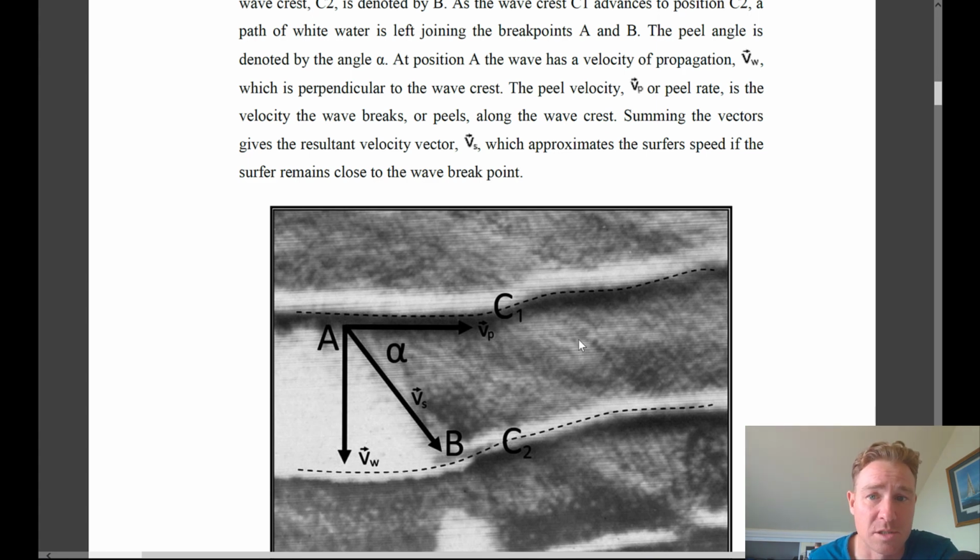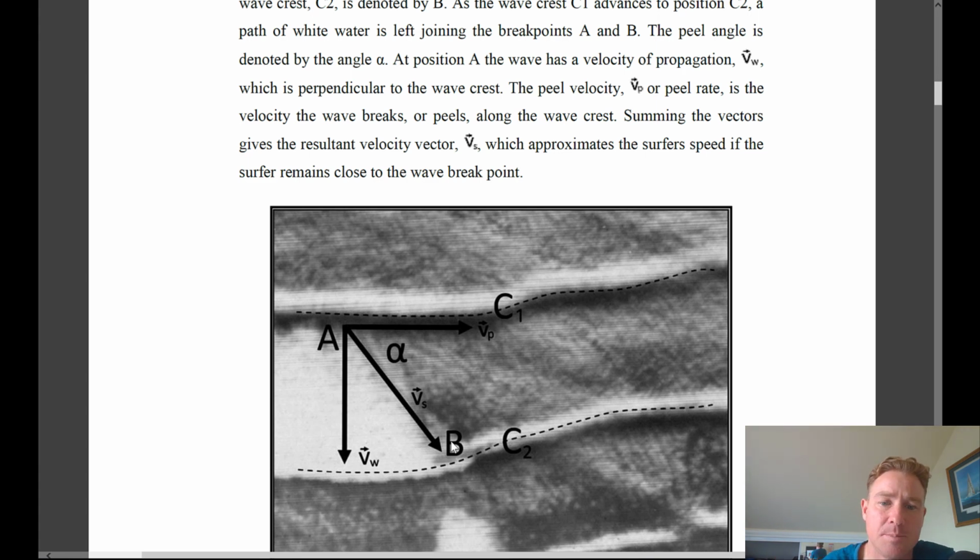It's approximately the surfer's speed if the surfer remains close to the wave's break point, or in the pocket. So technically, if the surfer just rides in the pocket as close as possible, they should be moving at a similar speed as this V subscript S vector, from point A to point B. Of course, that's if we're just trimming the whole time. We may go faster if we end up pumping, or we hit a pocket and we come down. There's a lot of changes in speed that a surfer actually has.